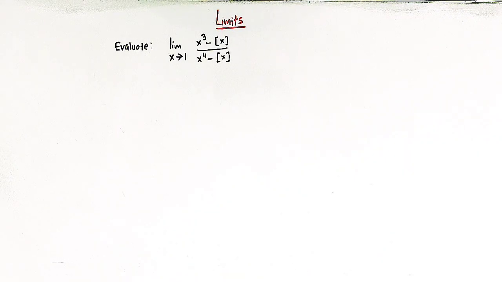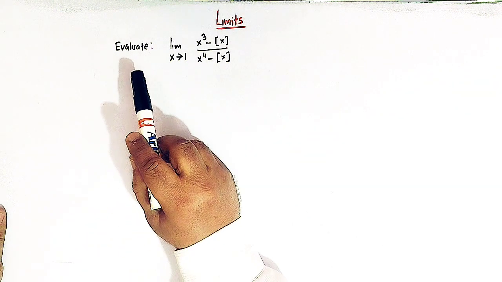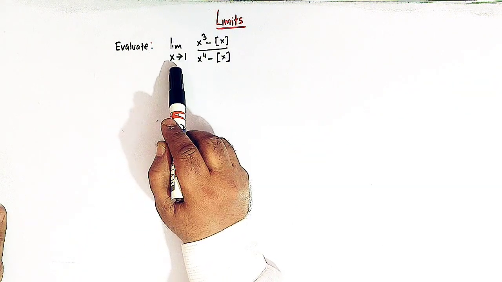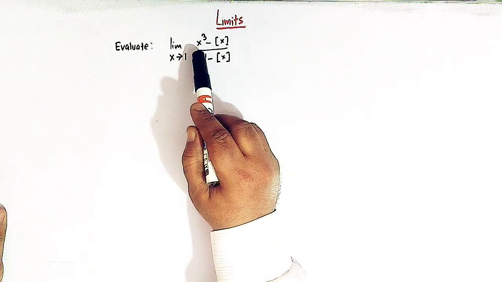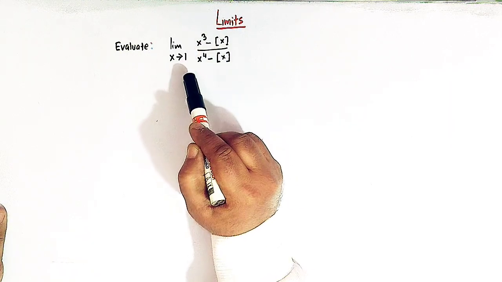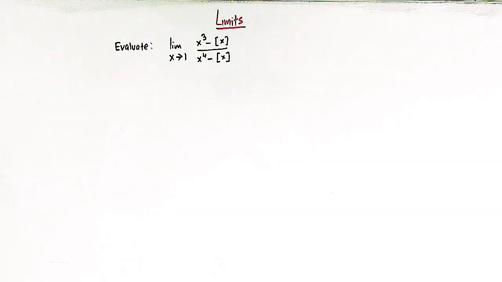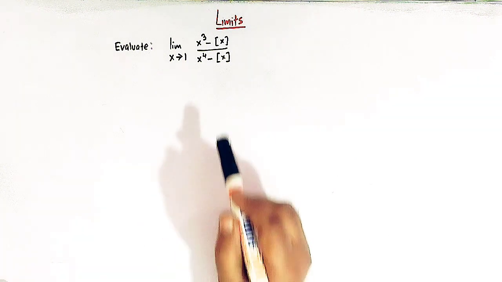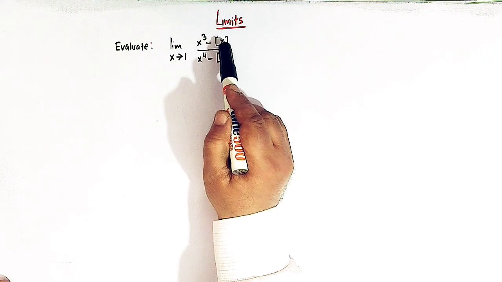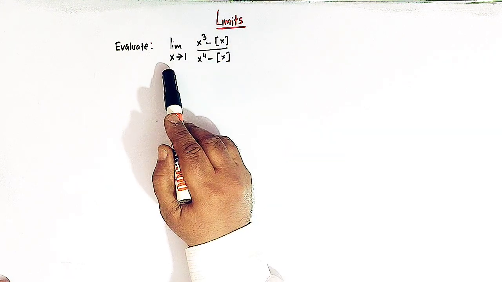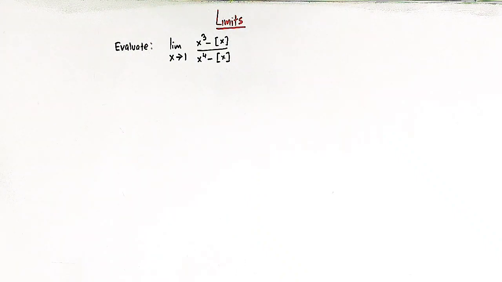Hello viewers, in today's session we are going to discuss a very important and conceptual problem from limits. Here we have to evaluate this limit, that is, limit x tends to 1 of the function (x cube minus greatest integer of x) divided by (x raised to 4 minus greatest integer of x). So here we'll see whether the limit of this function involving the greatest integer function when x tends to 1 exists or not.